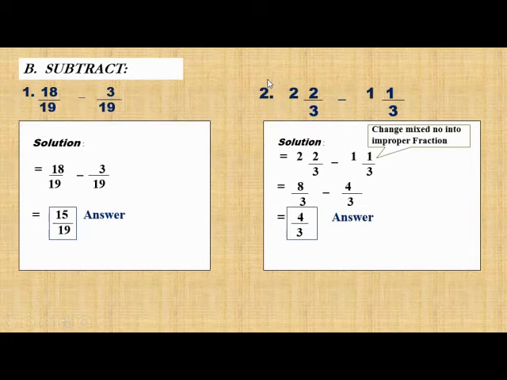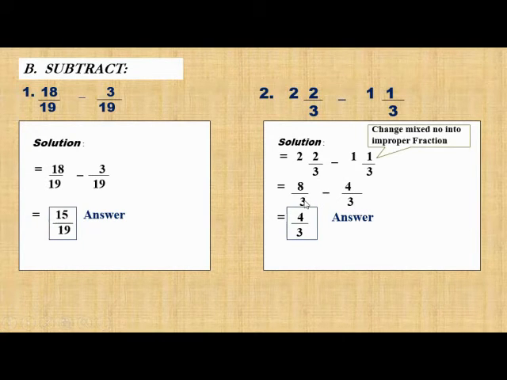Now move to question number 2. As you can see, in question number 2 these fractions are mixed numbers. First of all, you have to convert these mixed numbers into improper fractions. How can you convert a mixed number into an improper fraction? By multiplying and adding. 3 times 3, the denominator is multiplied by the whole number. 3 2s are 6, 6 plus 2 equals 8, so 8 upon 3. Minus, 3 ones are 3, 3 plus 1 equals 4, so 4 upon 3.